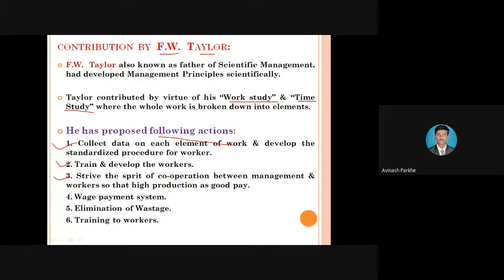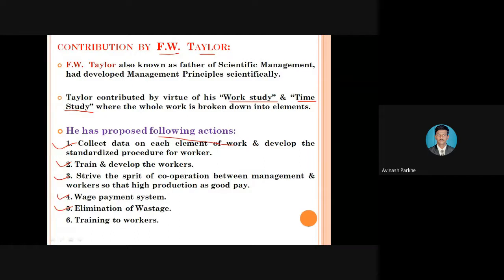If they are working in an effective manner, obviously your production cost goes on decreasing, which means your profit increases. Then, the wage payment system. Sometimes, in addition to the working time, some workers do additional work. That is called overtime. So for that particular overtime, we can provide an additional wage or additional payment.